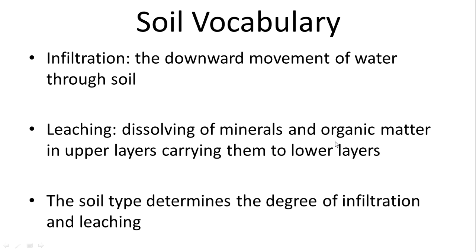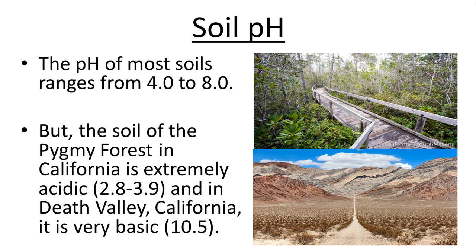So just to reiterate, you have infiltration, which is the downward movement of water through the soil, or like we were saying before, also permeability. Leaching, which is the dissolving of minerals and organic matter and carrying them into lower layers or surrounding layers. And the soil type is going to determine how fast or slow these happen, how fast things infiltrate, and how fast or slow matter actually leaches out. And so all of this is going to affect also the pH.